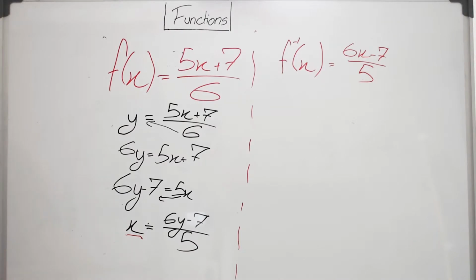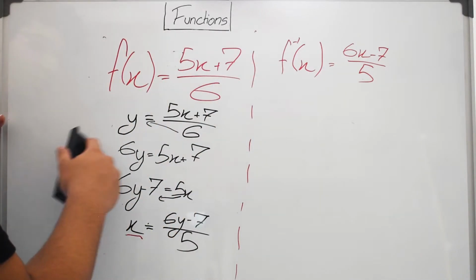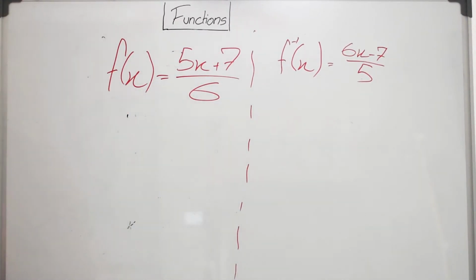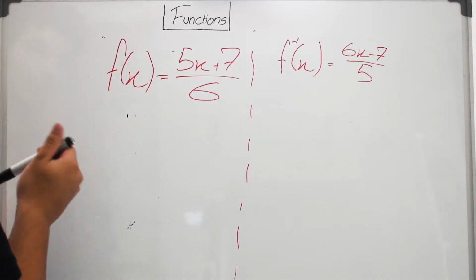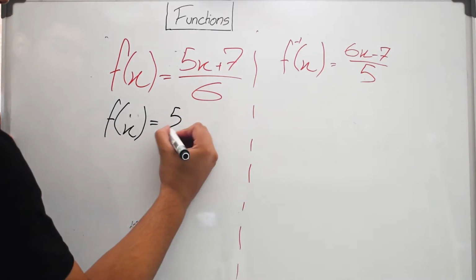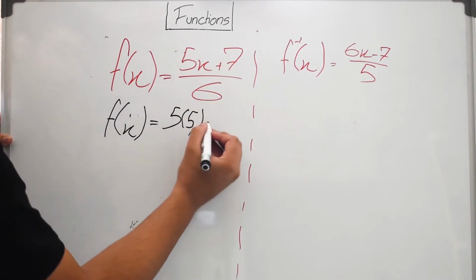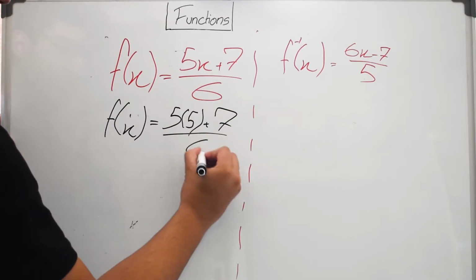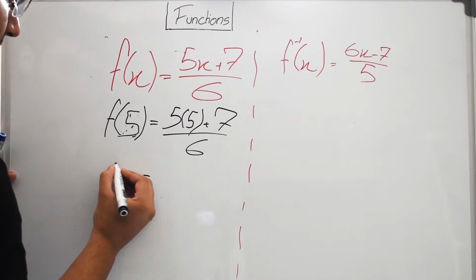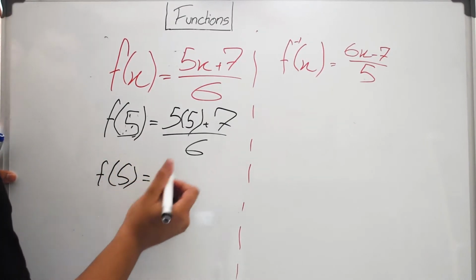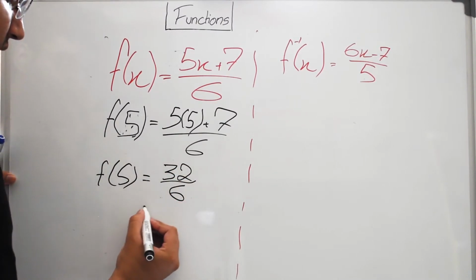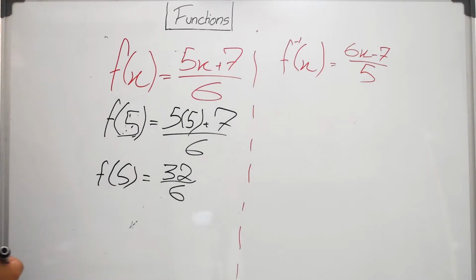This is the inverse function. The rule that I told you before, that it changes the answer into x again. Let's test that out. Let's say we put 5 into the normal function, so basically f of 5. This will become 5 into 5. I put 5 in x. F of 5 will become 25 plus 7, 32 over 6. Let's just leave it there.